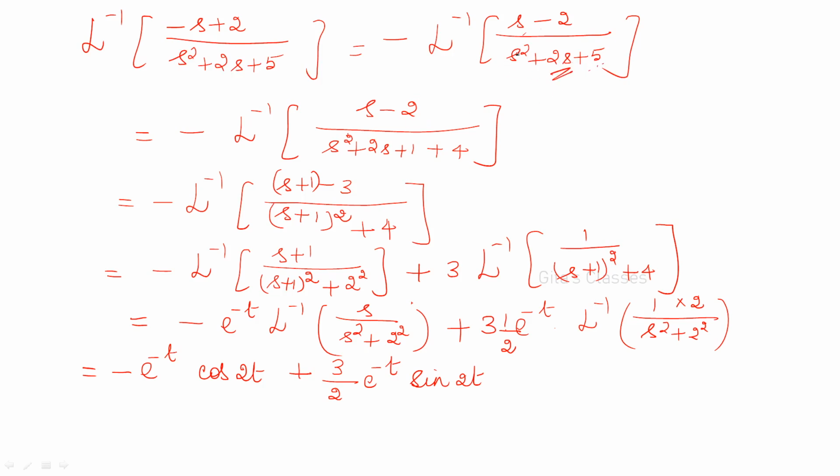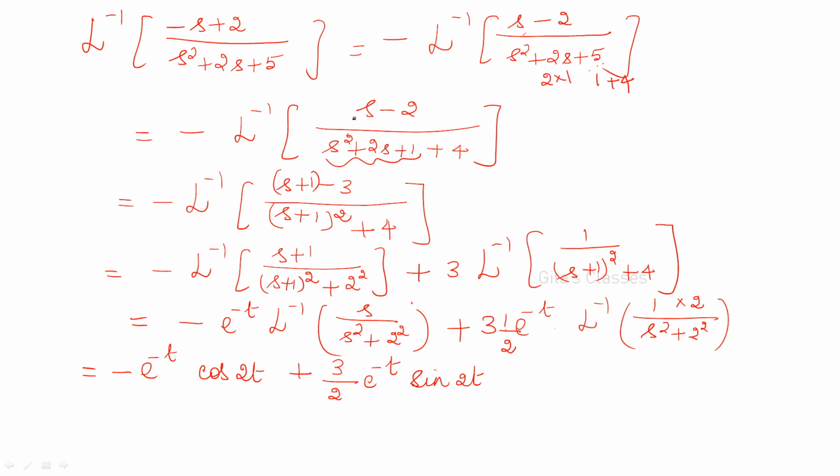Whenever you have a second degree expression in the denominator, you have to split the constant according to the requirement. How will you find out? 2 into whatever value is there, that you have to take from the constant. So 2 into 1, so 1 you take from the constant, and the remaining will be 4. So s² + 2s + 1 + 4, and s² + 2s + 1 is (s + 1)² + 4.